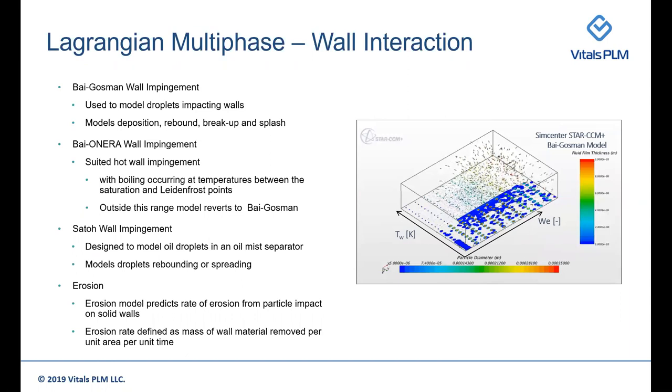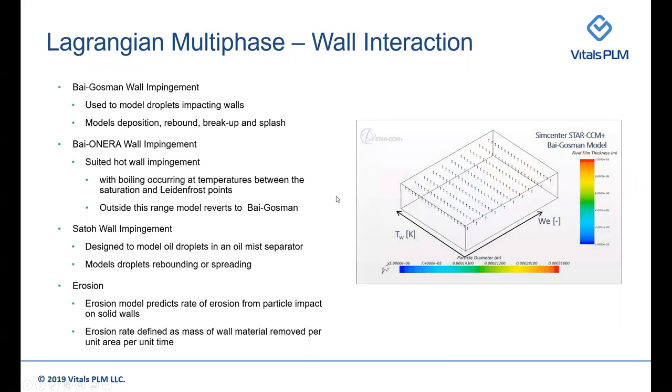And the second model we have is the Bai-Onneau wall impingement model, which is suited for hot walls, where it is possible to model additional physics of boiling when the droplet impinges on a hot wall and undergoes a boiling phenomenon.